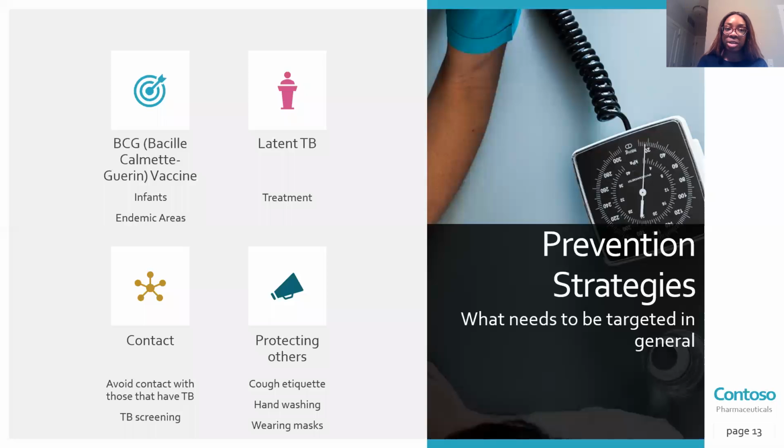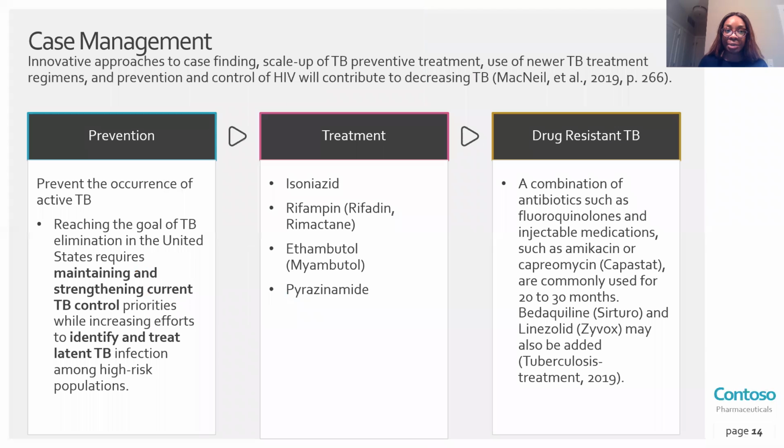Some of the prevention strategies: we can have the TB vaccine, usually given to infants and those in endemic areas. It's not recommended in adulthood because then it's not effective. Treatment for those who have latent TB, avoiding contact with those who have tuberculosis, and if you know you're at risk of having contacts, constant screening. Protecting others: if you do have tuberculosis, have cough etiquette. So don't cough in your hand, cough in your shoulder, or cough in a tissue. Hand washing with soap and water, and wearing a mask.